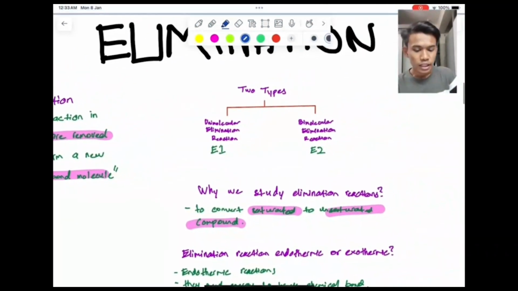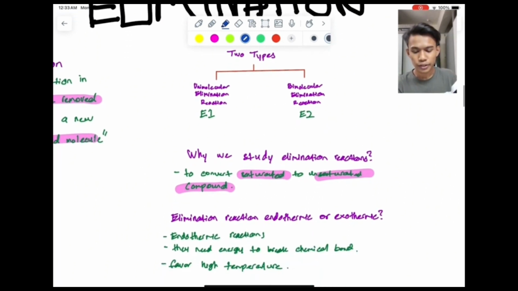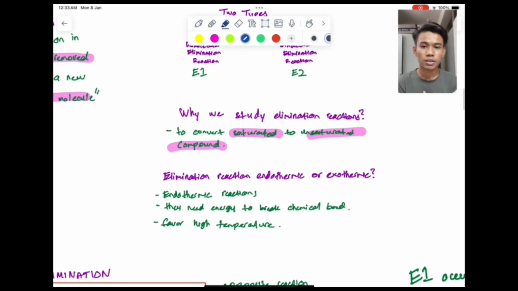And then the elimination reaction has two types. The first type is a unimolecular elimination reaction, also known as E1 reactions, and the second type is bimolecular elimination reaction, also known as E2 reaction. So why do we need to study this elimination reaction? Basically, in elimination reaction, we need to convert the saturated compound into the unsaturated compound.